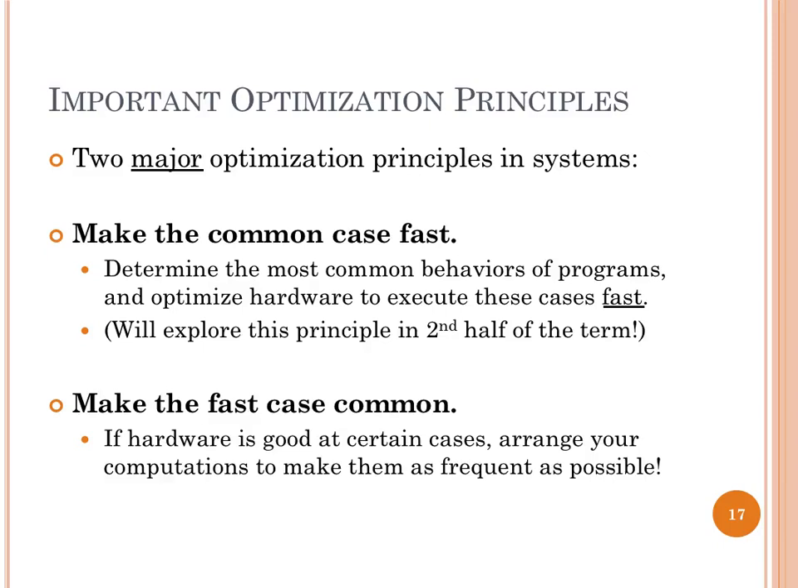And so if it's good at some things and bad at other things, let's arrange our computations to take advantage of the things it's good at. Okay? So these are the two optimization principles, and we'll see them over and over again. Make the common case fast, make the fast case common.